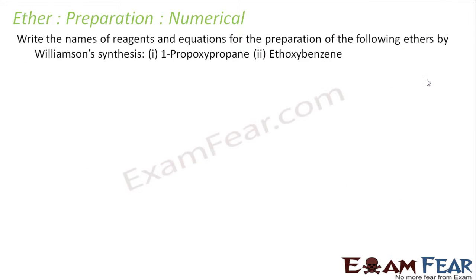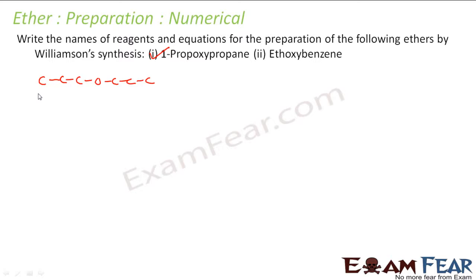The next question: write the names, the reagents and the equations used for the preparation of the following ethers by Williamson synthesis. So we have to prepare 1-propoxypropane. So let's see what 1-propoxypropane is. This is my propoxypropane. Now to prepare this using Williamson synthesis.